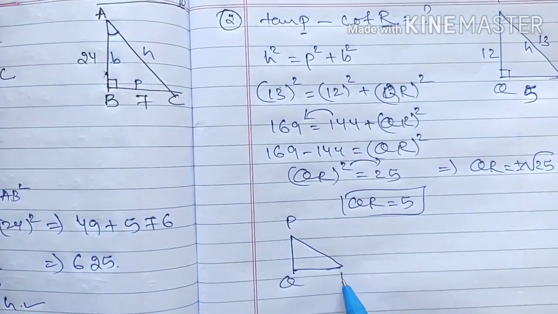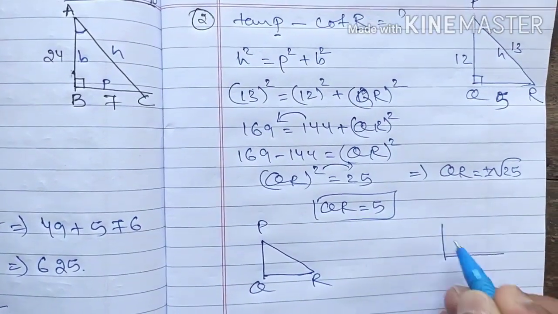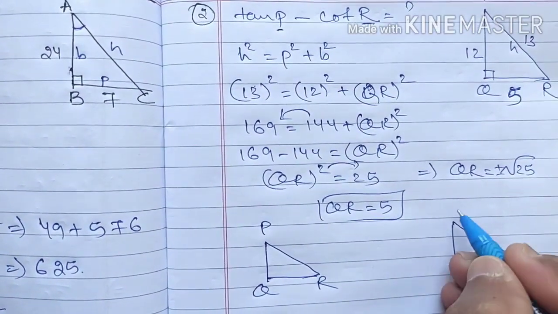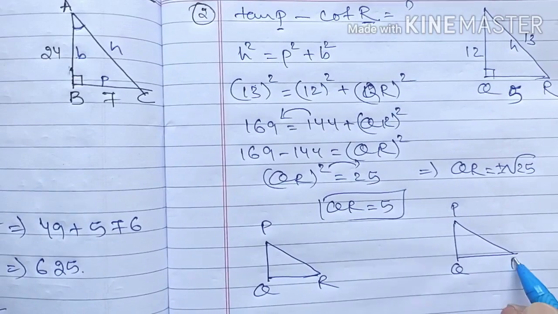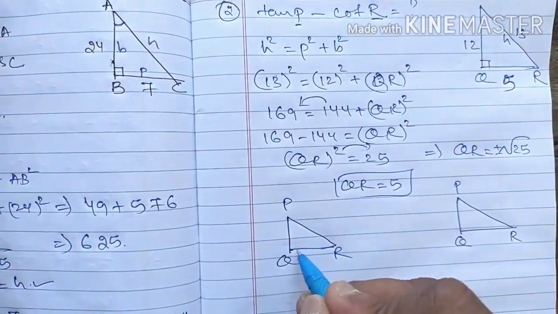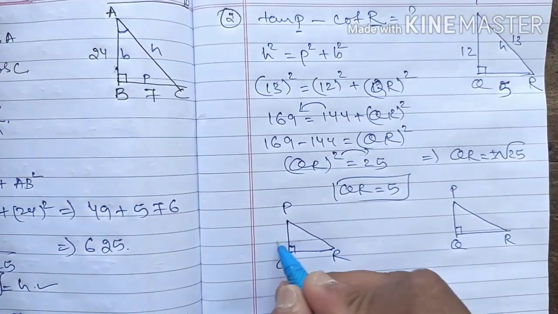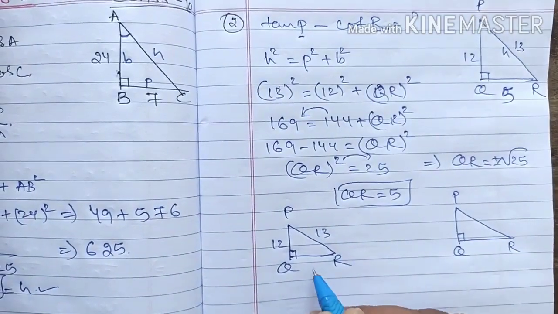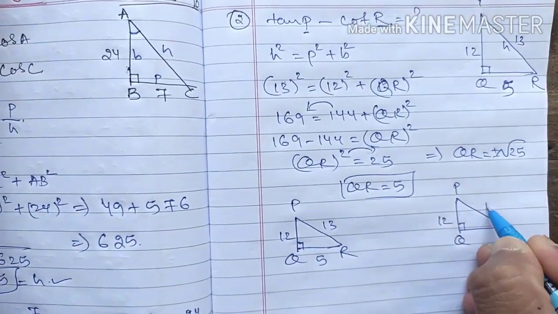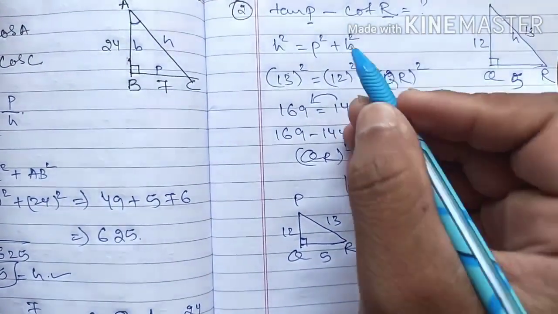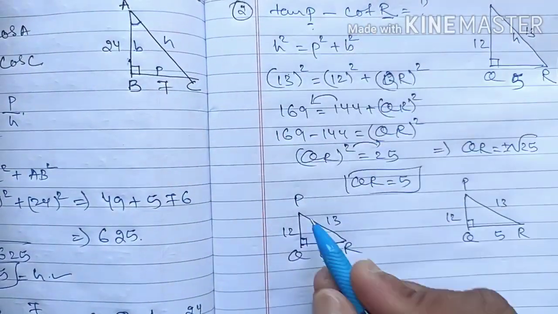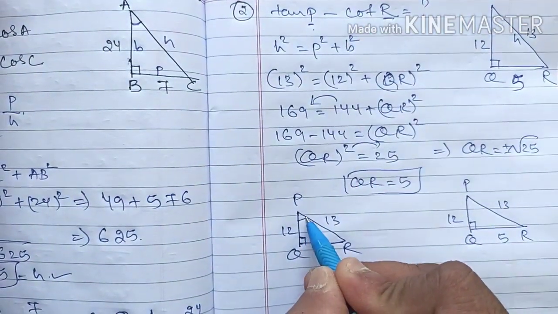P, Q, R, again P, Q, R. So the values are the same: 12, 13 and 5. For tan P, I will just draw a small arc here.